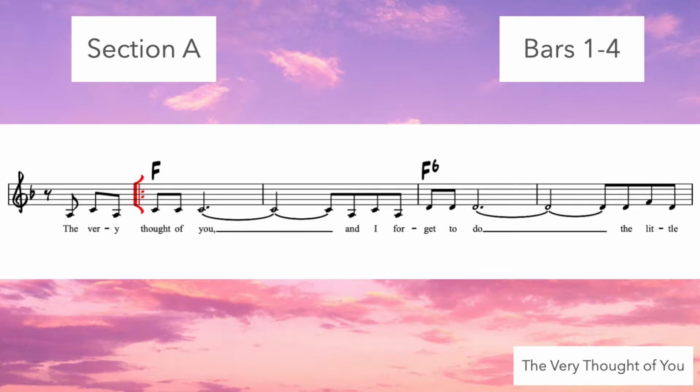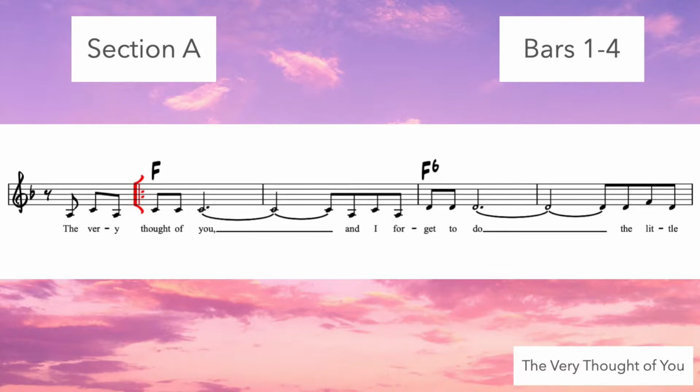I'm going to play it for you. We're playing a little slow, don't worry about that. Now let's sing it together. So the words are "the very thought of you," and "I forget to do." I'm going to count as we sing.